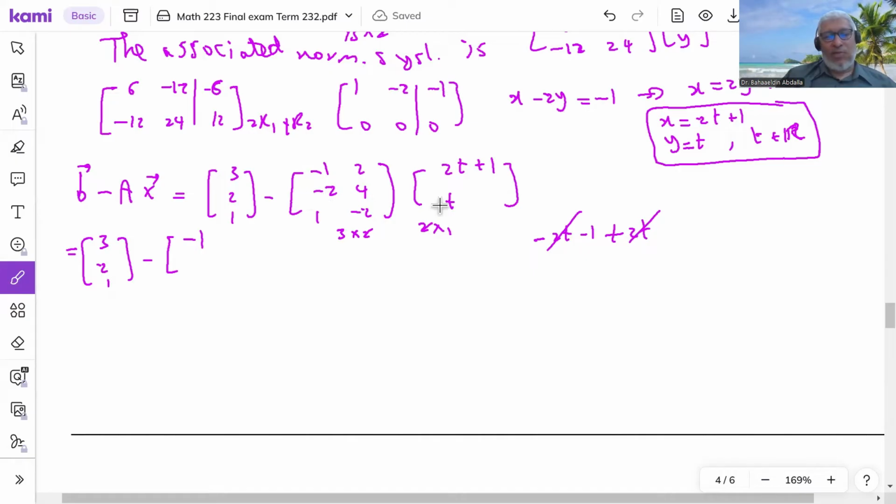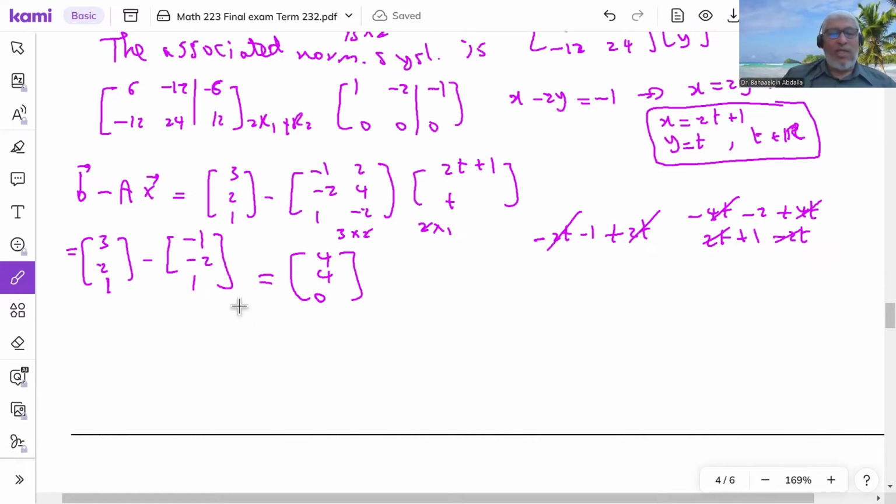Now the second row times the column. Negative 2 times 2t is negative 4t, negative 2 plus 1 is negative 2, plus 4t cancels and I'll have negative 2. The last row, 1 times 2t plus 1 minus 2t cancels and I'll have 1. So the answer would be 3 plus 1, that's 4, 2 plus 2, that's 4, and 1 minus 1 is 0. So that's the error vector.